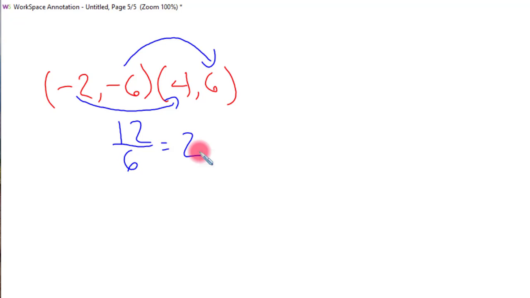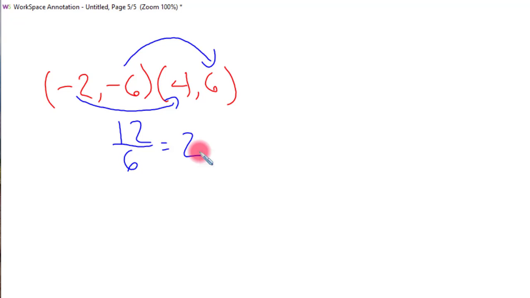Now I really just need an ordered pair that my line passes through. We've already done problems like that, right? When we know the slope and we know an ordered pair, we can write the equation. And I actually have two ordered pairs, so I can pick from either one of them. I'm going to use 4, 6 just because it has fewer negatives in it.